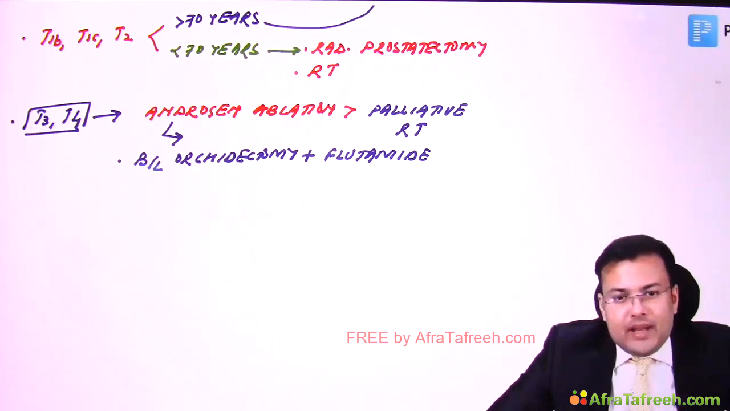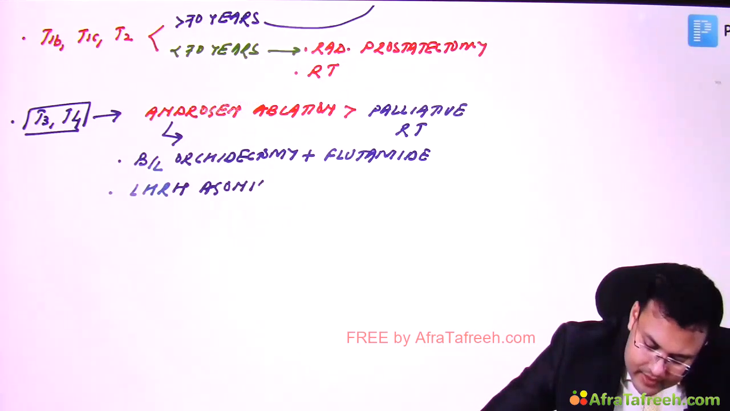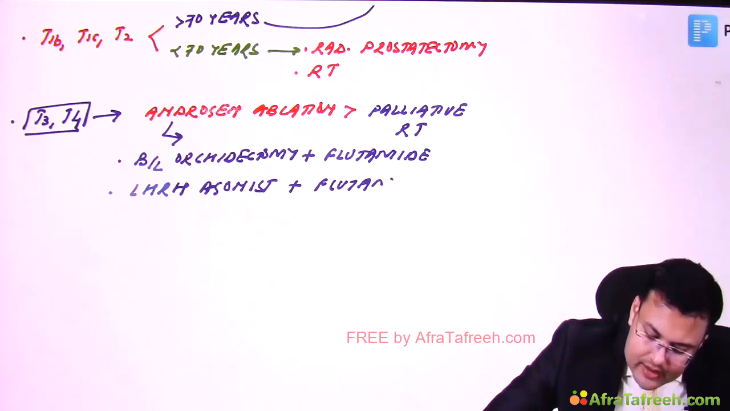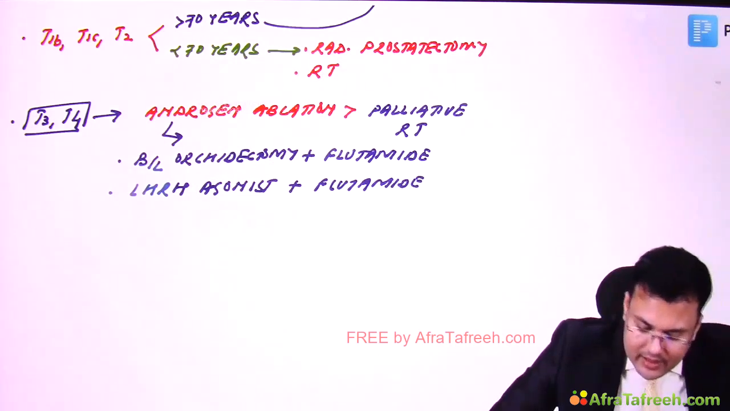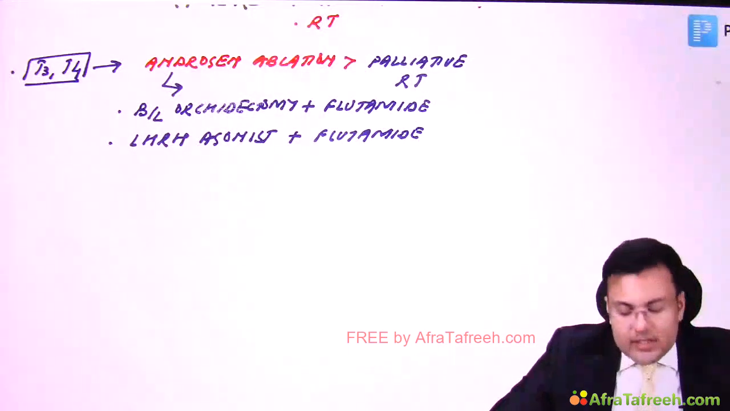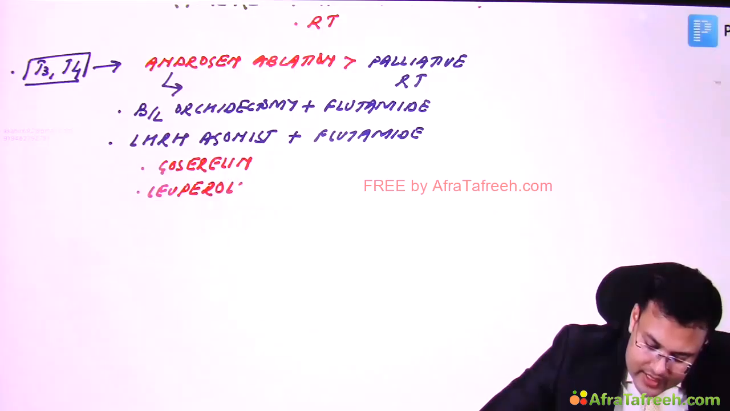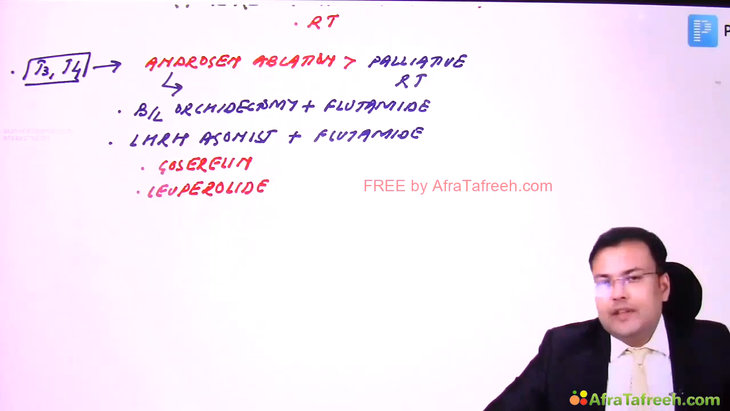We can go for medical orchidectomy with the help of LH-RH agonist and flutamide, right? This is the famous question of AIIMS, that which LH-RH agonists are used. These are also used in CA breast. So one is goserelin and the second is leuprolide. So it's goserelin and leuprolide, and this is the famous question of AIIMS.